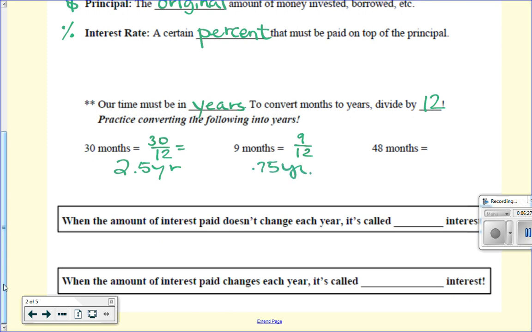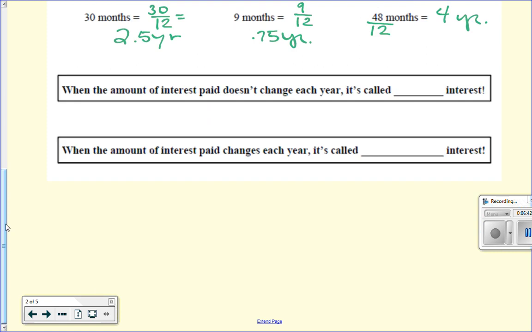10.75 years, and then 48 months is 4 years. Not bad, right? And there is a conversion. Is there a conversion chart in your grade? The 7th grader. It's there.